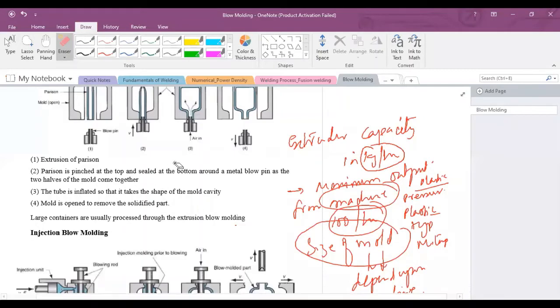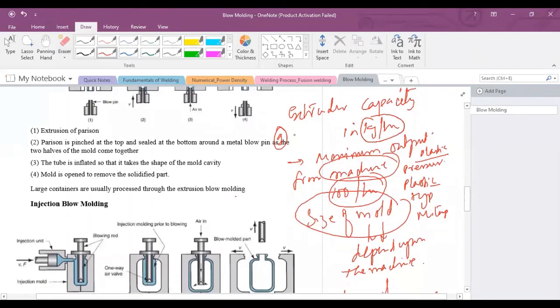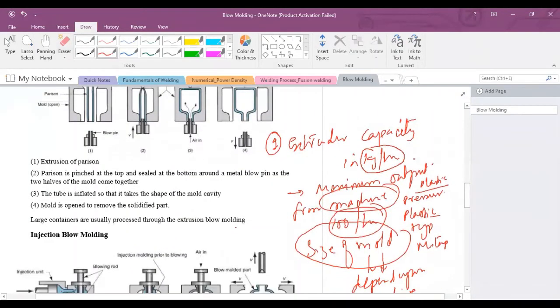I will explain the extrusion machine specifications and blow molding machine specifications versus the extruder capacity. Extruder capacity means how much material will flow inside the die. We have to calculate it in kilograms per hour. If we use large machines, then the capacity is normally measured in tons per hour.